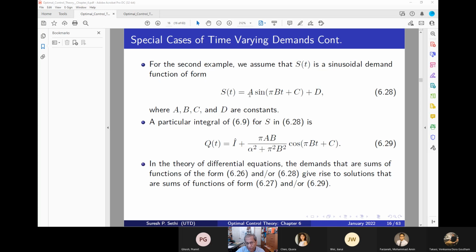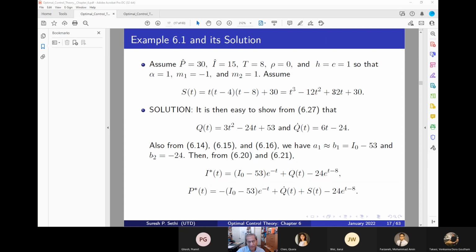If demand is sinusoidal plus some kind of a trend, given by this, and then you can see that the qt is given by this. So there are some given in the appendix. You can see some of these things. So we solve one problem where st is given by this polynomial. We already know what qt should be, and we also know q dot should be, and so we can solve the problem like this.